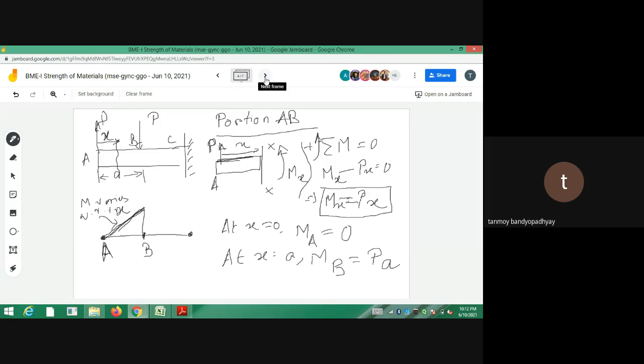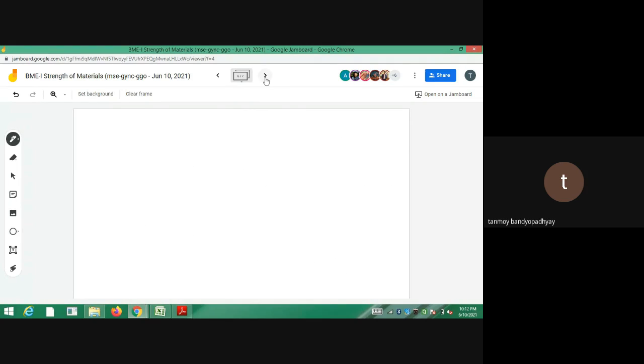Then let's do the same thing for the part BC. So portion AB is done. My space is very short, so I have to just skip to the other page. We will be returning to that page once we get the values of the bending moments and all. So again, let me draw the figure.